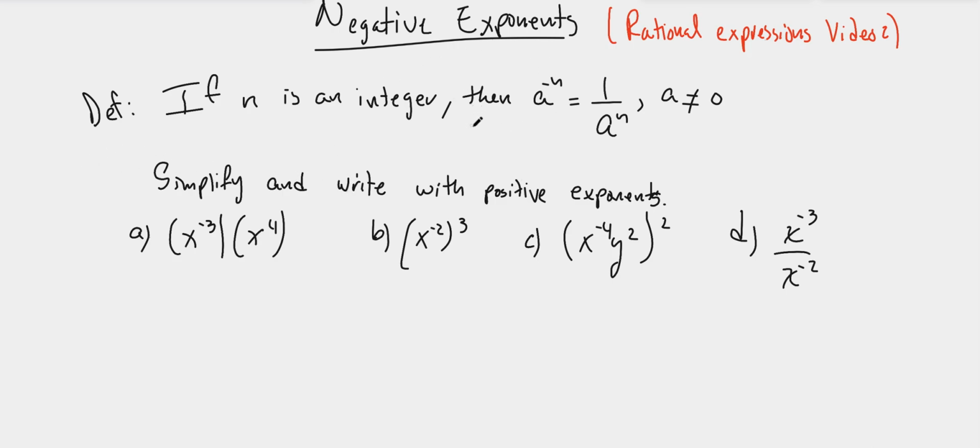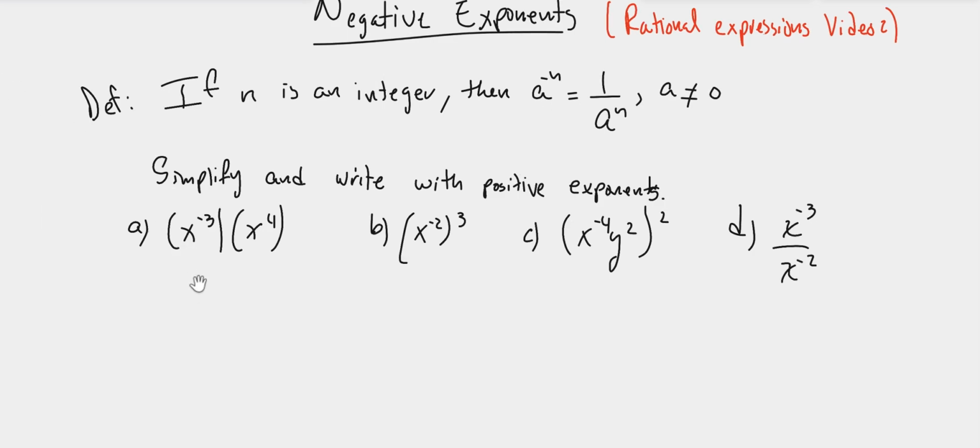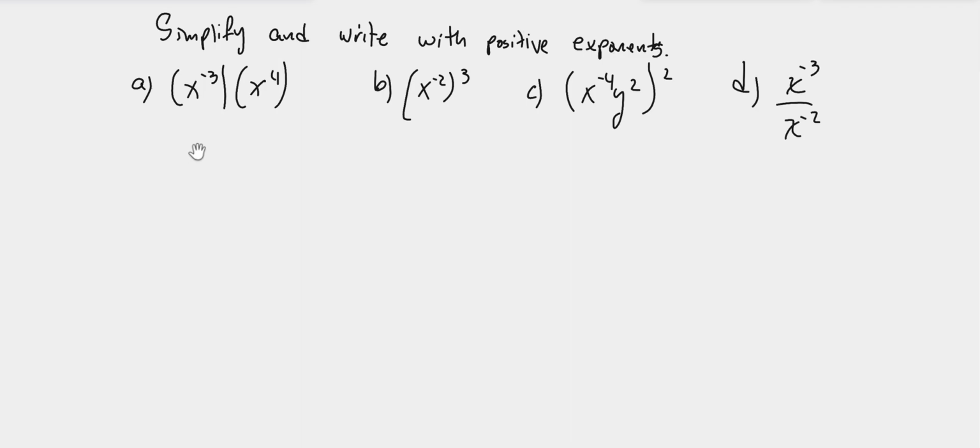Now, here's a couple of examples that I'm going to do for you. And I am going to upload another video where you will have the chance to do some practice problems. But for now, let's go ahead and dive into these examples. So let's start with example A. We have x to the power of negative 3 times x to the power of negative 4.